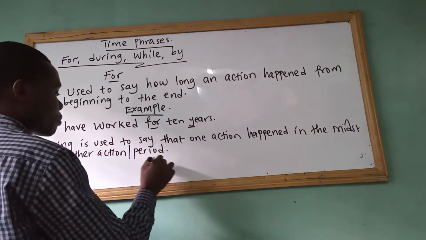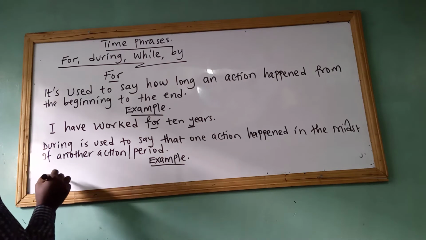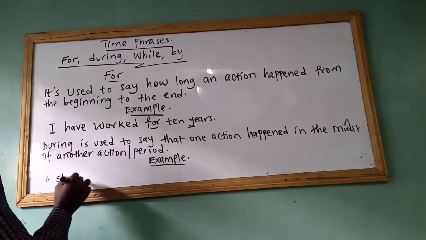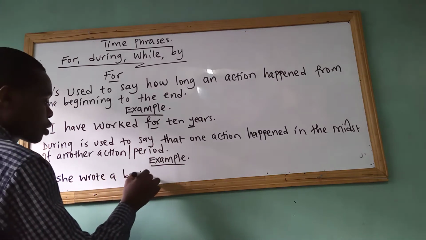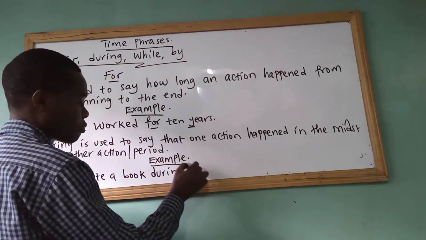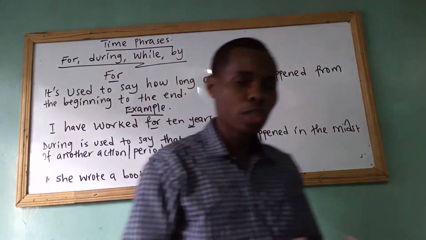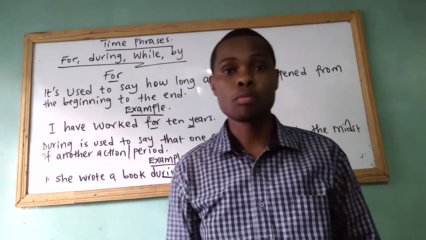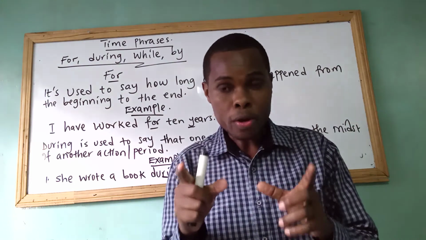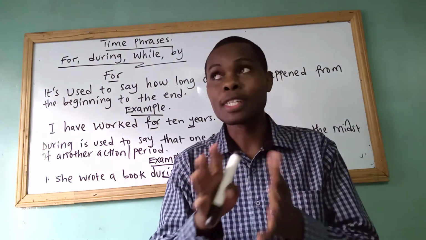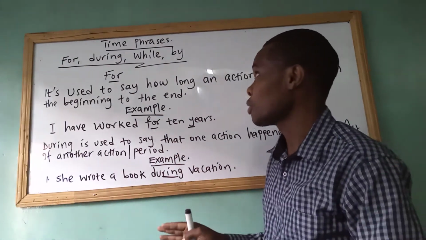For example, I would like you to look at this example. She wrote a book during vacation. So this means that the time when she wrote this book was the time for vacation. So the same time she was writing the book was the same time for vacation. Two periods that were meant for different things. One period is writing the book, and the same period is for a vacation. That's what that means.